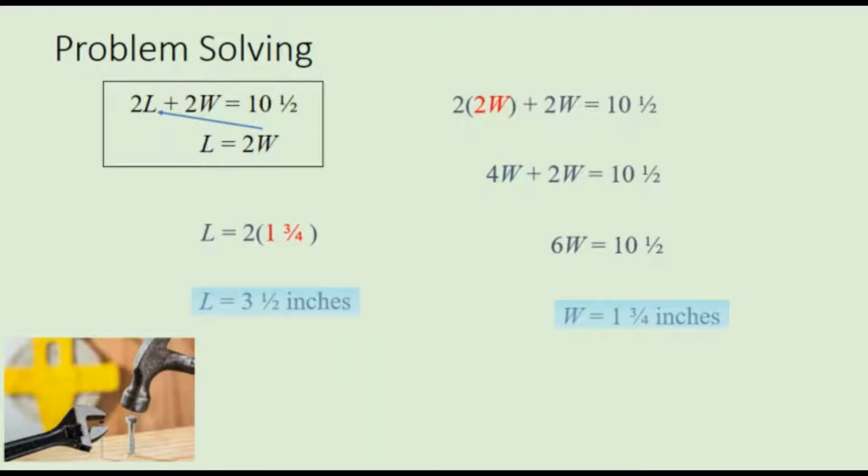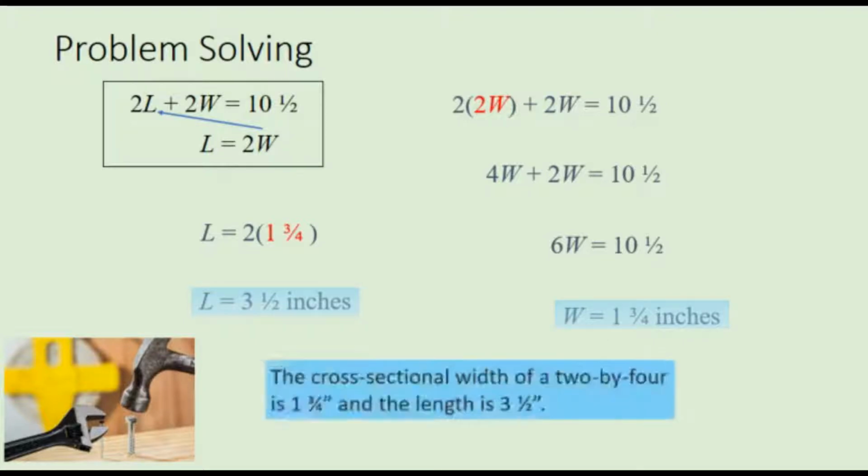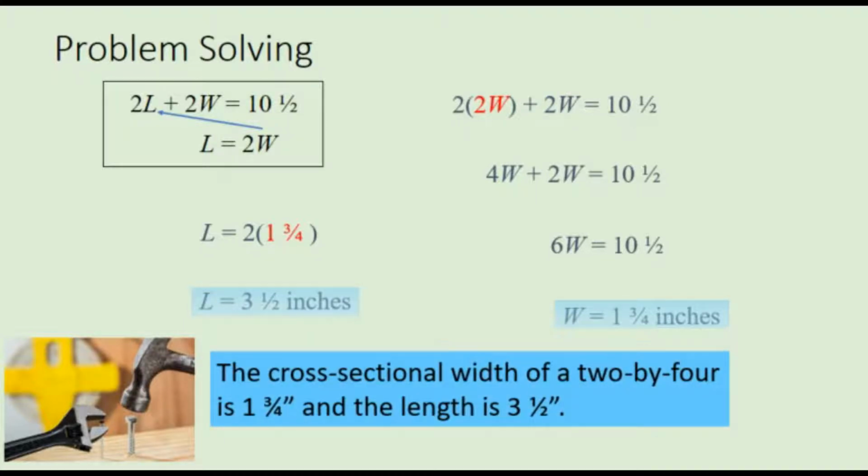Then to answer the problem, we will say that the cross-sectional width of a 2x4 is 1 3/4 inches, the value we found for W, and the length is 3 1/2 inches, the value we found for L in our problem.